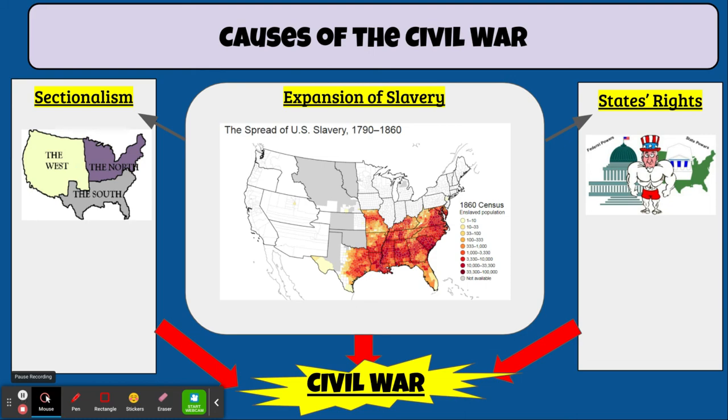Now, before you go work on your Schoology assignment, just remember the Civil War was much more complicated than just the division about slavery. It was about sectionalism, it was about the expansion of slavery, and it was about states' rights.